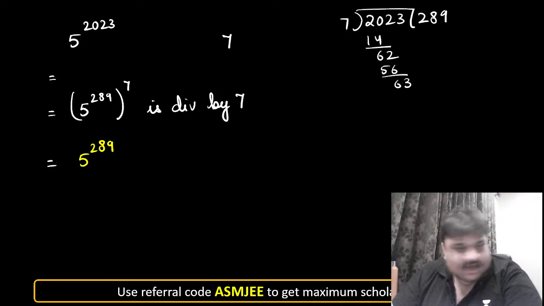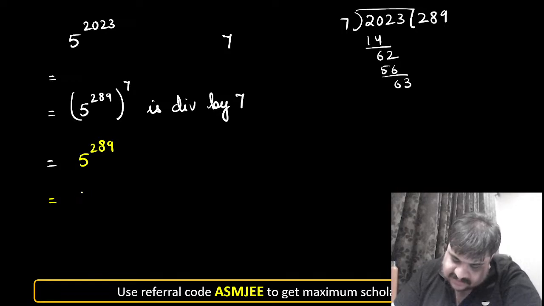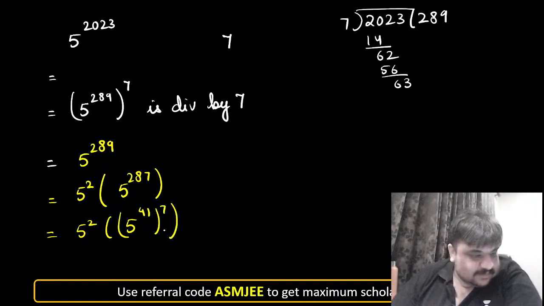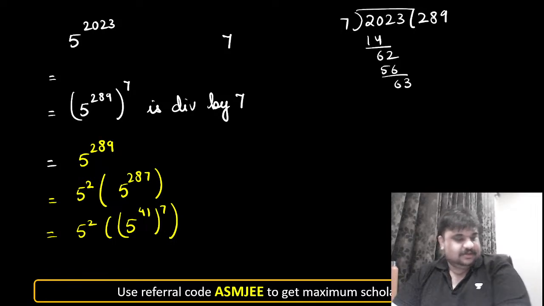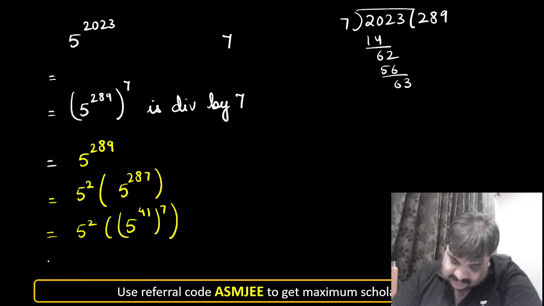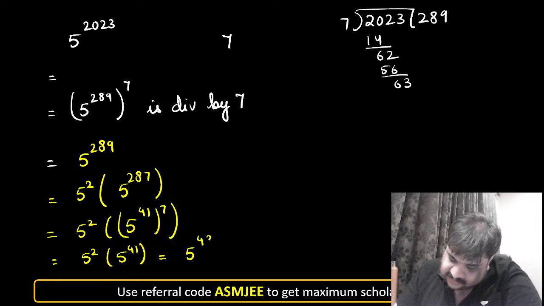Now what to do now? Again, chill, very easy. 287 is a multiple of 7. So take 5 square out as common. So 5 raised to the power 287 is 5 raised to the power 41 raised to the power 7. So you can keep doing it like this. So it will be 5 square into 5 raised to the power 41, which is 5 raised to the power 43.